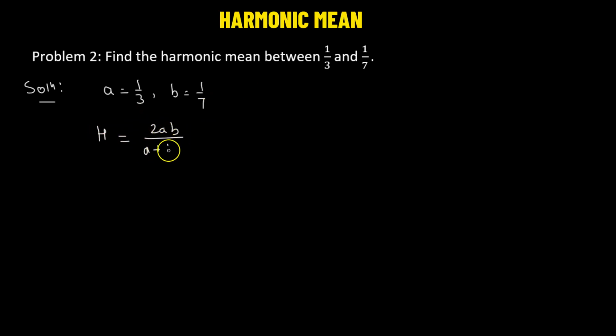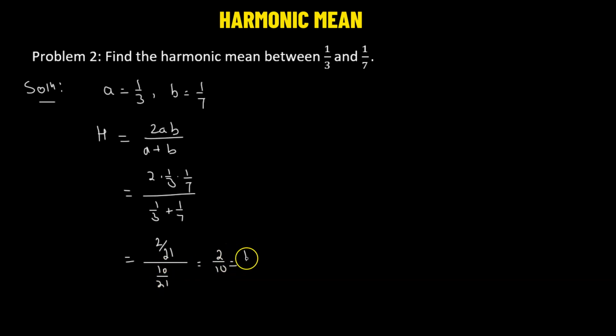So this will be equal to 2 times 1/3 times 1/7 divided by 1 over 3 plus 1 over 7. In the numerator, we have 2 times 1/3 multiplied by 1/7, so that will become 2 over 21. And 1/3 added to 1/7 is simply 10 over 21. So that leaves us with a value 2 over 10 or simply 1 over 5. So the harmonic mean between A and B is going to be 1/5.